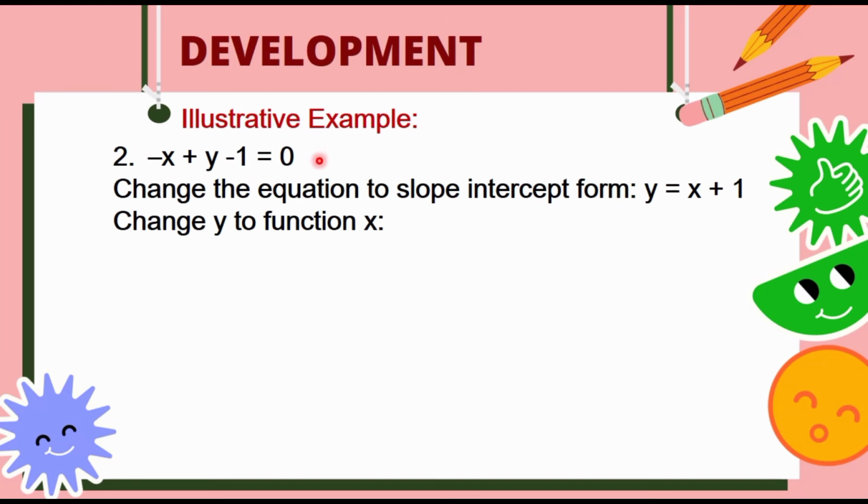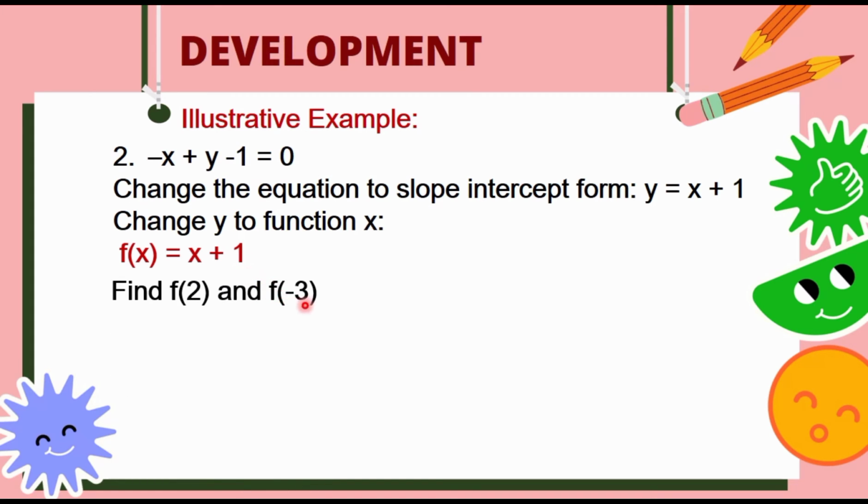So yung ating y, magre-remain sa dito. Okay, so let us have y is equal to transpose negative x to the other side. So it becomes positive x. Negative 1 transpose to the other side, it becomes positive 1. Okay, so as you can see, it is already written in slope-intercept form. Let us proceed to our second step, which is changing y to function x. So it will be written in this form, f of x is equal to x plus 1. Okay, so after that, let us apply what we did on our first example, which is finding f of 2 and f of negative 3.